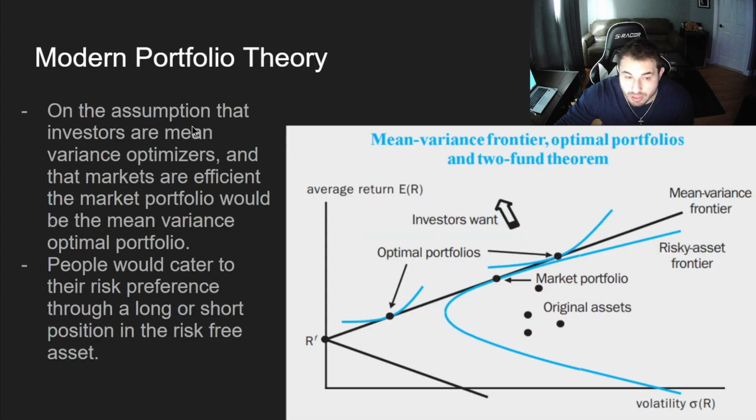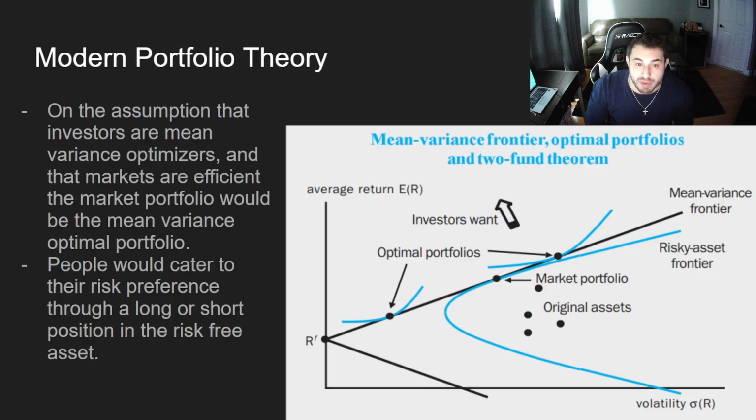And on the assumption that investors are mean variance optimizers and that markets are efficient, the market portfolio is the mean variance optimal portfolio. And I don't mean to throw a lot of jargon at you. I know that might sound a little confusing. But remember what an efficient market is. It's a market that is pricing in all relevant information. Investors that want to optimize, they want the highest mean return and the lowest variance. The investors who are trying to do that, that means the market of all tradable assets is going to trend to the optimal portfolio, which would be the maximum return, minimum variance. I hope that makes sense.